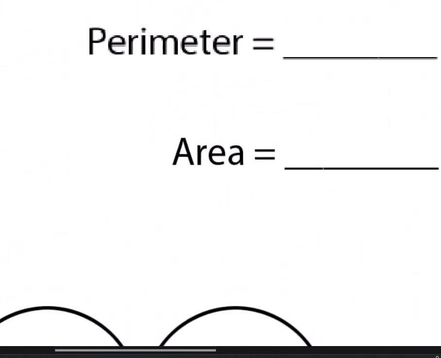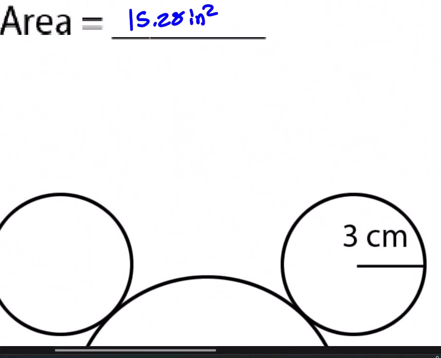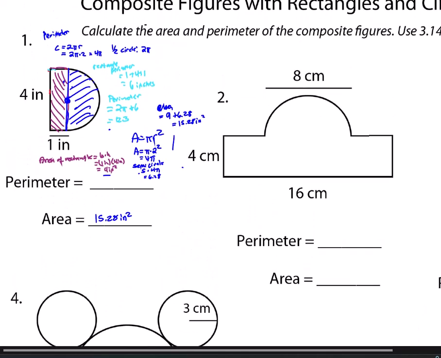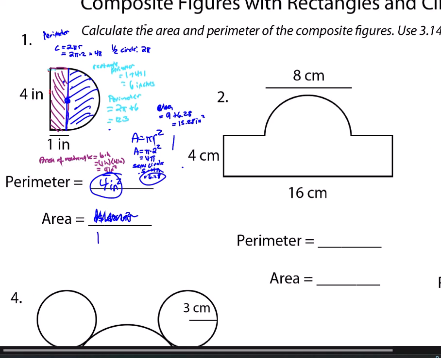Let's go back. I'm good at making mistakes. Let's see. Did I take half of the circle? The rectangle. Oh, I said that was 9, but it's 4. I just can't read my writing. All right. So this was 4 inches squared. So the rectangle was 4 inches squared. So 4 inches squared plus 6.28 is 10.28 inches squared.